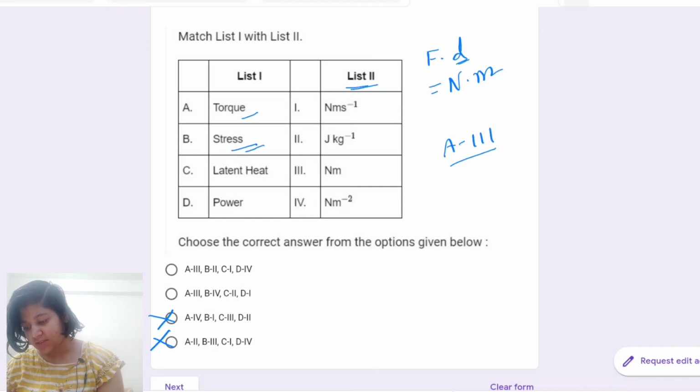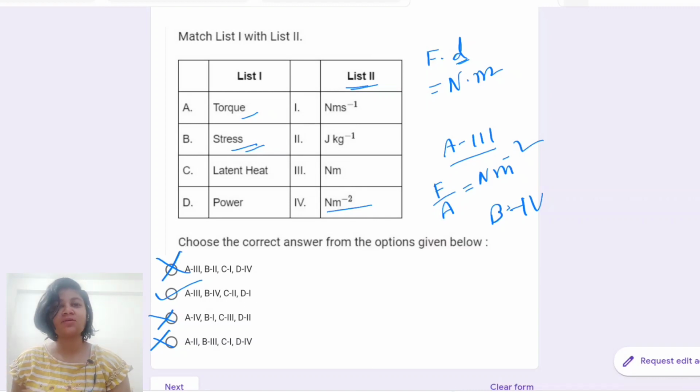Now stress. Stress is what? Force per unit area. That means Newton meter to the minus 2. So B corresponds to number 4 over here. So B4. So this is our correct option. This cancels out. That is how we will solve the problem. We will keep on solving whatever is given to us one by one and we will work through the options. That is how we are going to solve the problem in much shorter time.